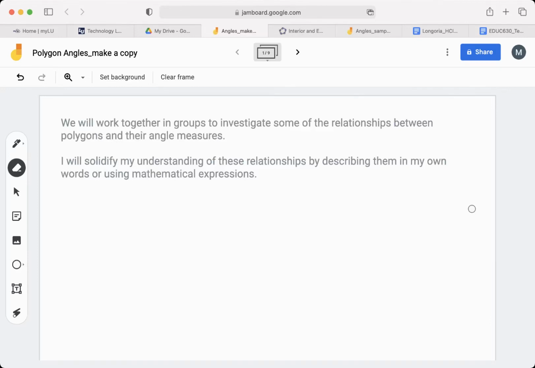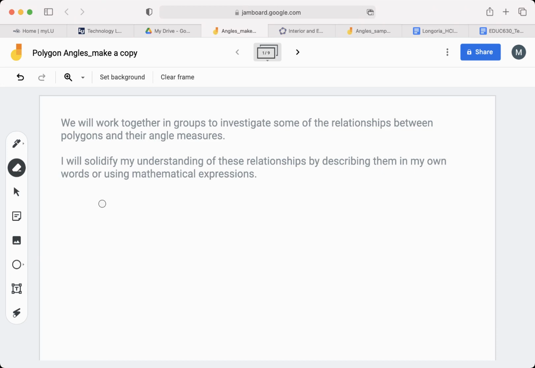Hi, everyone. So at the beginning of class, I would give students this link to the Jamboard, and then I would ask each group to make a copy of it. So all of their groups have a separate copy of this Jamboard. At the beginning, I would also tell them to read through these statements so that they clearly understand what the objectives are for this lesson.